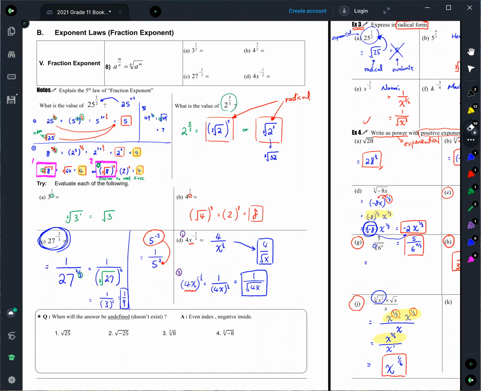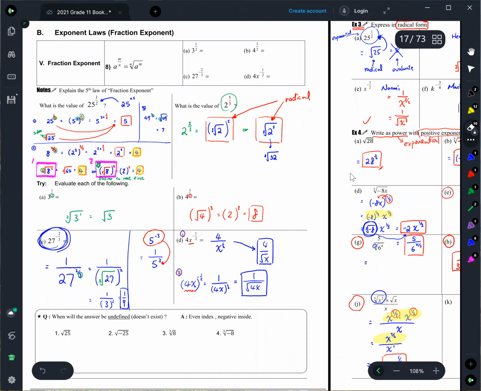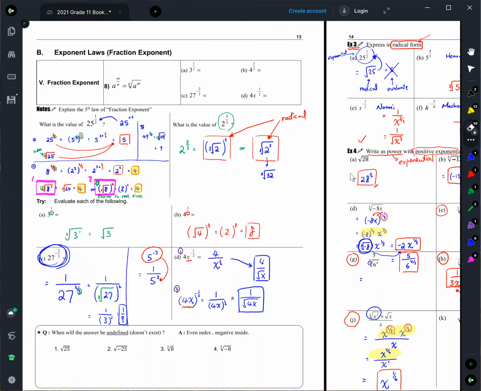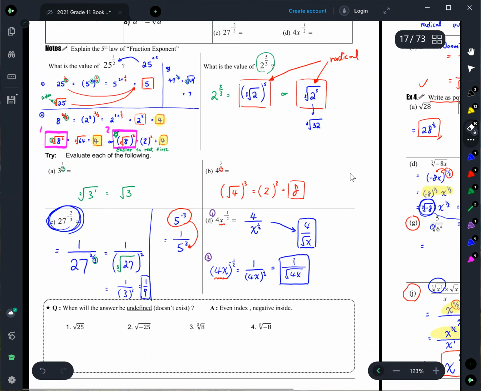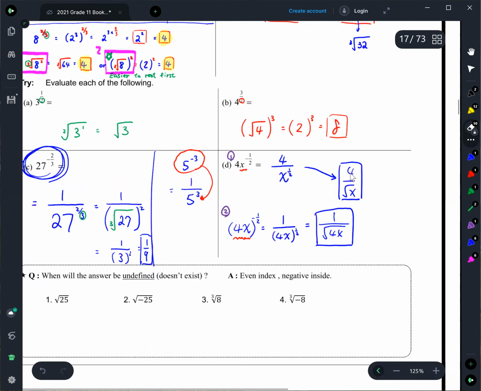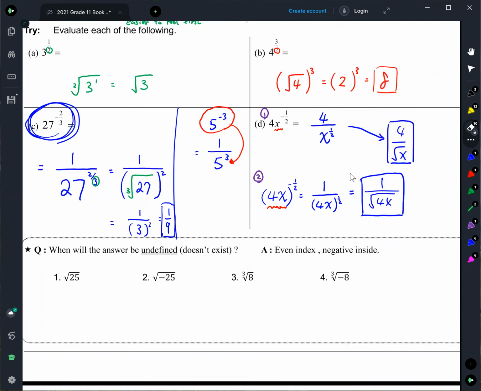Okay, Tony, can you please turn to page 13? All right. So before we skip the bottom part, okay? This part talks about in what scenario the question or the answer will be undefined.